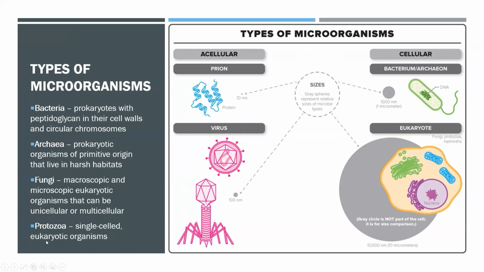Another single-celled organism is protozoa. So protozoa is a single-celled eukaryotic organism. So again, they're going to have all of these organelles like a nucleus. They might have a flagella to help with mobility, but they're single-celled. These ones you might have seen in Bio 2. They often are seen in pond water or freshwater lakes.